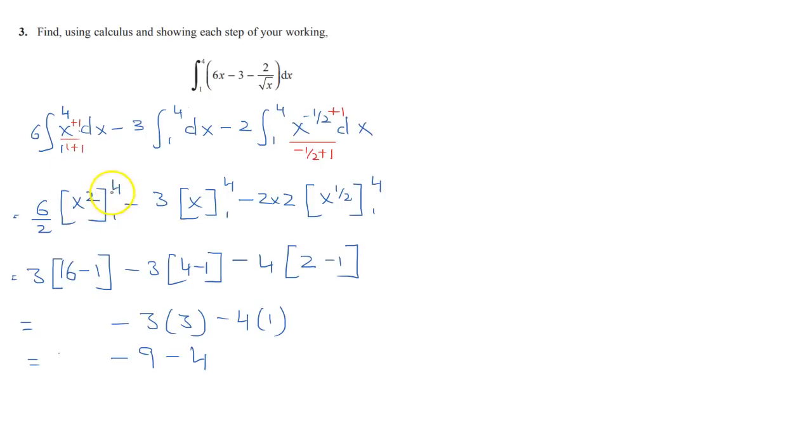This is 4 square, 16 minus 1 square. So that is 3 multiply 15. So this is 45 minus 9 minus 4. So that is 45 minus 13. So the answer will be 32.